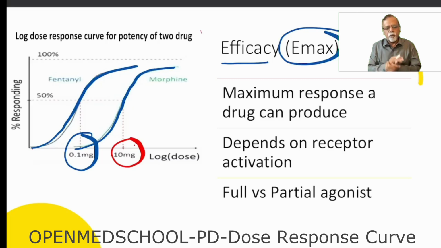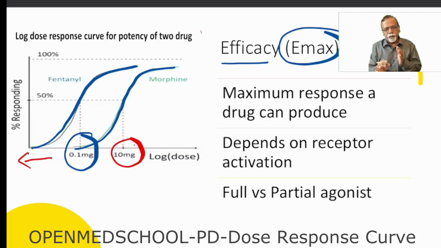So which drug is more potent? Definitely the drug that produces the ED50 with the lower dose is the more potent drug. So potency can be determined by using the ED50. And look at the graph. The graph is towards the left. Such a drug is more potent.